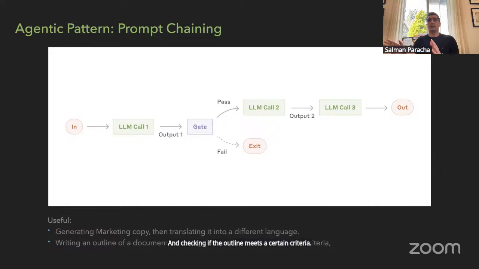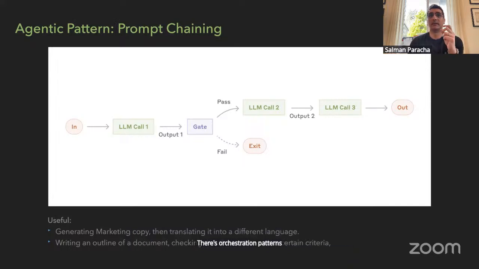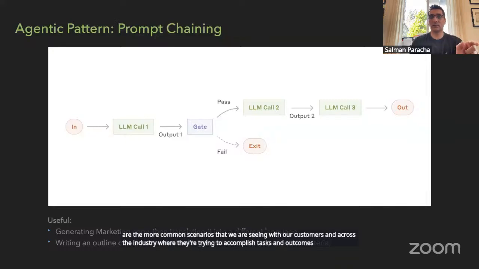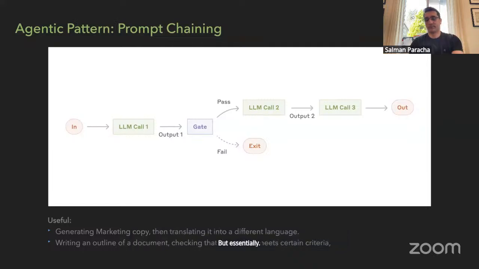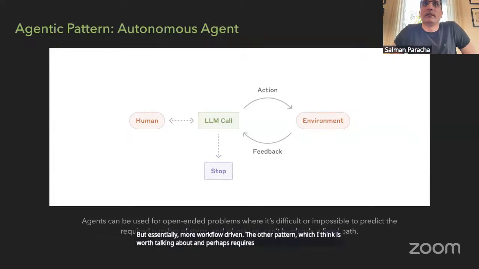There are a few other types of patterns that fall more in the workflow category of agentic AI. I don't think we'll have time to cover all of them. There are orchestration patterns that you may want to be familiar with, but these are the more common scenarios that we are seeing with our customers and across the industry, where they're trying to accomplish tasks and outcomes that are agentic in nature, but essentially more workflow driven. The other pattern, which I think is worth talking about and perhaps requires some time, is autonomous.